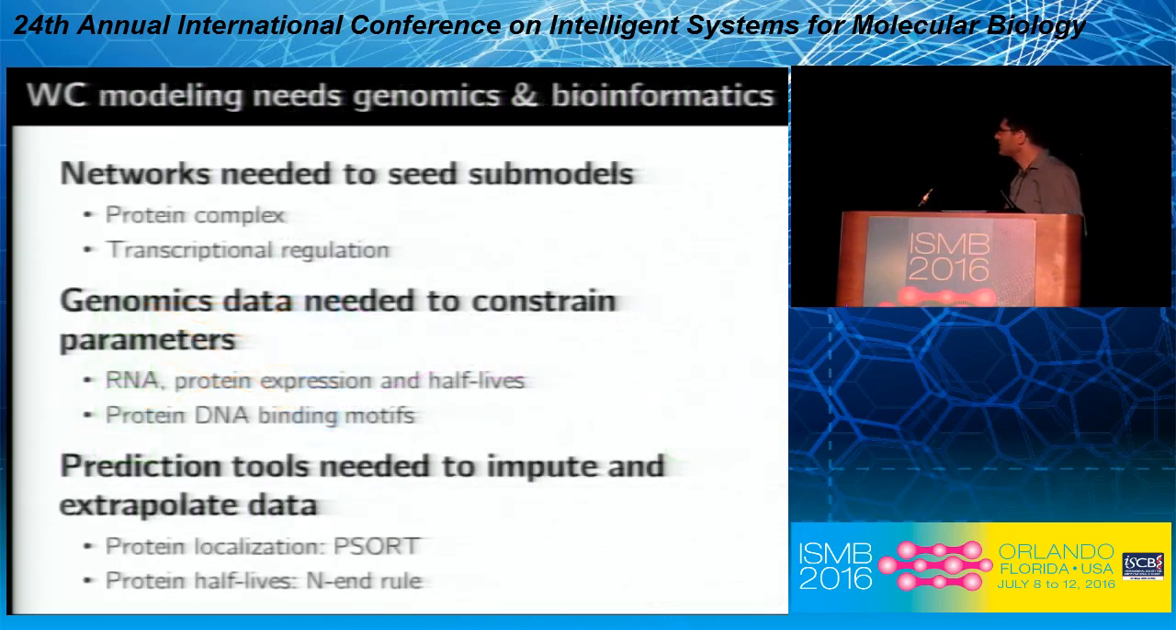Okay, so lastly, I wanted to talk about the interaction between whole-cell modeling and genomics and bioinformatics. So I think the most obvious ways in which genomics and bioinformatics feed into whole-cell models is that we're using genomic data to constrain whole-cell models. So for example, we're using RNA-seq data to constrain parameters that relate to transcription rates and RNA degradation rates.